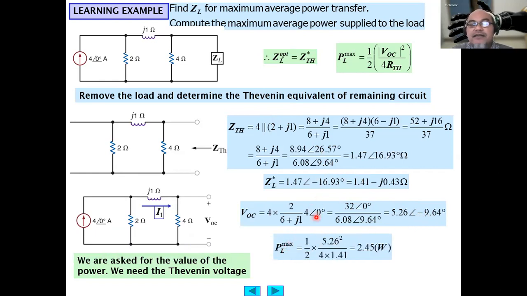So the PL max then equals half times 5.26, the magnitude of the open circuit voltage, squared, divided by 4 times RTH. The RTH, the Thevenin equivalent resistance, is the real part of the Thevenin equivalent impedance, which is 1.41 here. So the maximum power transfer occurring at the optimum impedance equals 2.45 watt.